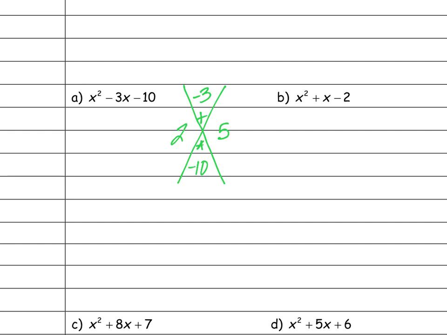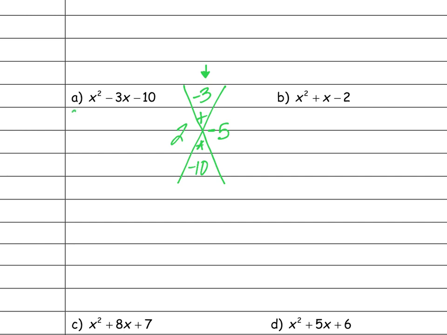So I want a negative, so this is how I tell. I want a negative 3, right? So if the number up here is negative, then my bigger number is negative. If this number is positive, my bigger number is positive. Just really quick and easy rules. So this is going to be negative. So it's going to be negative 5 plus 2 gives me a negative 3.